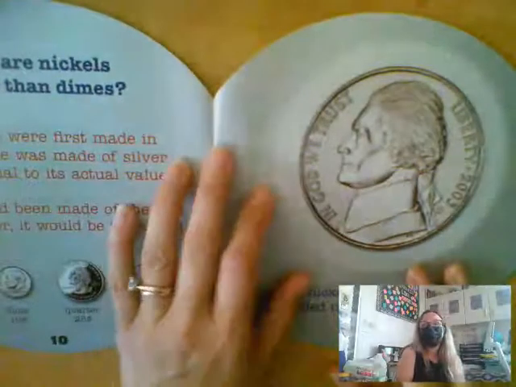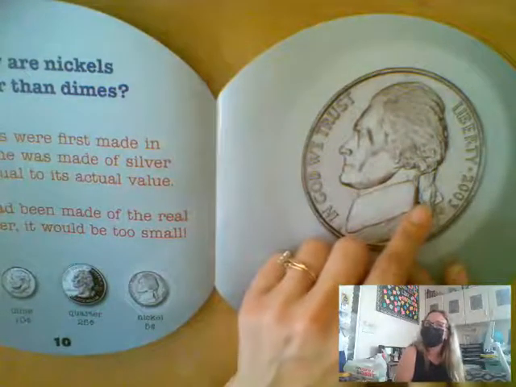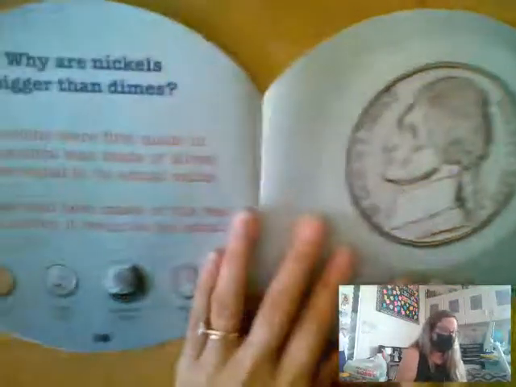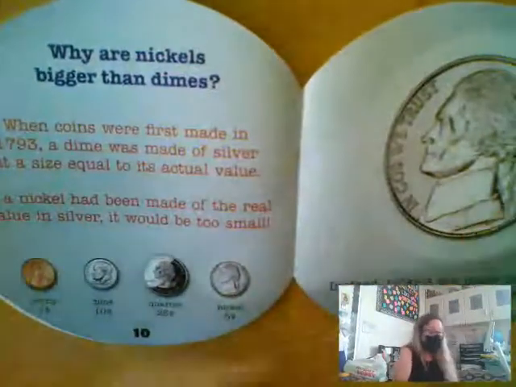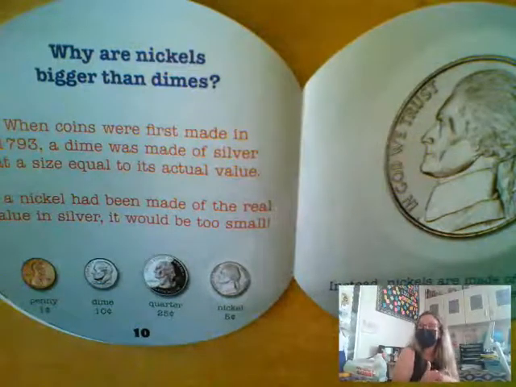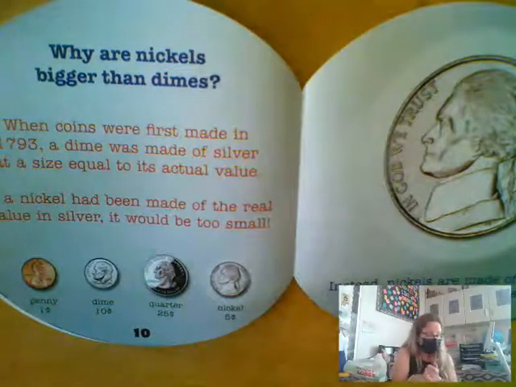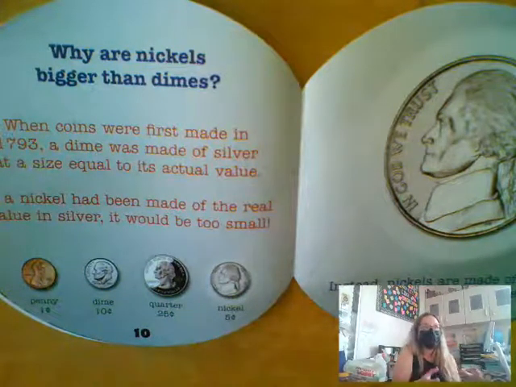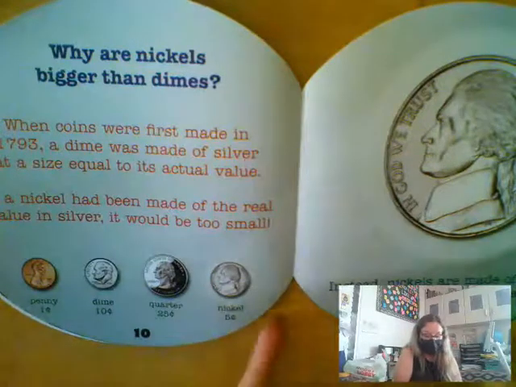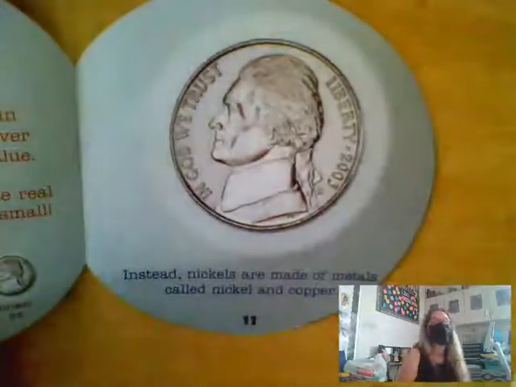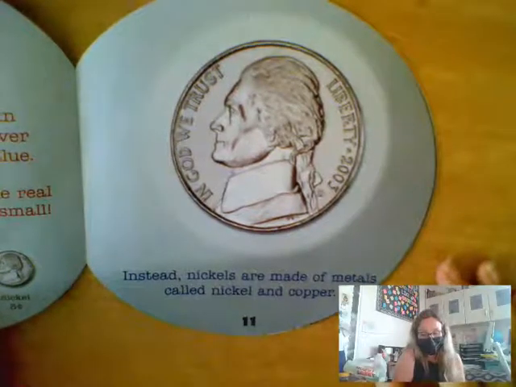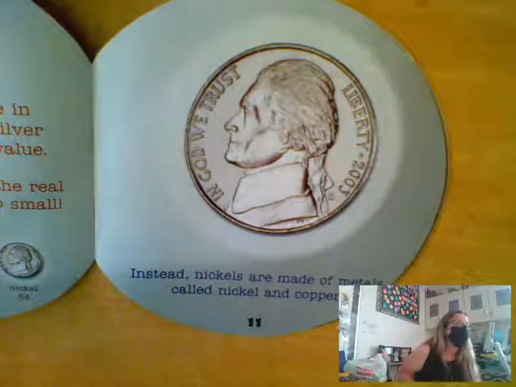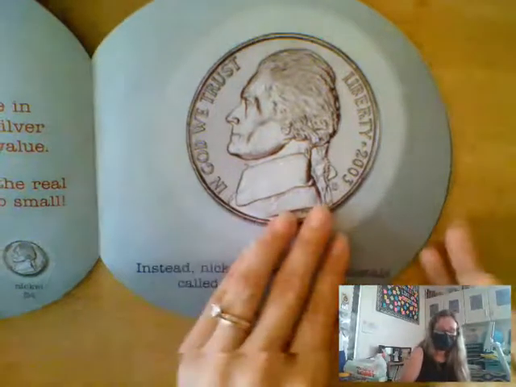So why are nickels bigger than dimes? Well, if a dime is 10, why is it smaller than a nickel that's 5? Great question. When coins were first made, the dime was made of silver, the actual value, 10 cents. If a nickel had been made, it would have been too small. So for the same reason as the penny, the nickel had to be smaller. Nickels are made of metals called nickel and copper. They didn't want to make it the exact same size as a penny, because if it was the exact same size as a penny, when you reach in your pocket, they would all feel the same. So they made it a little bigger. Okay?